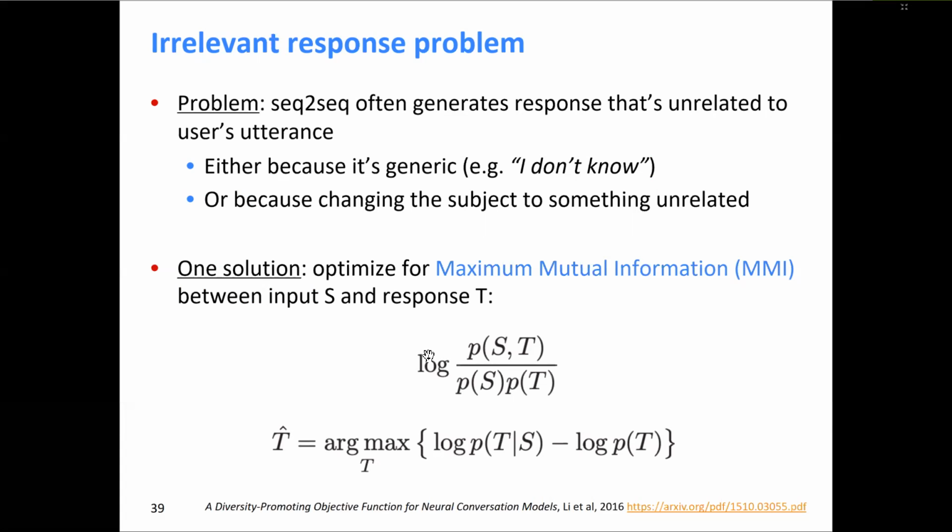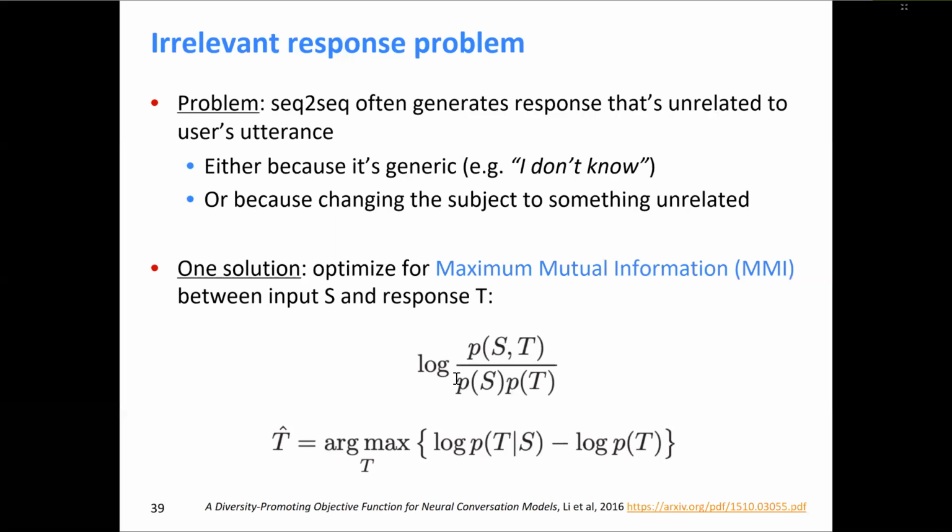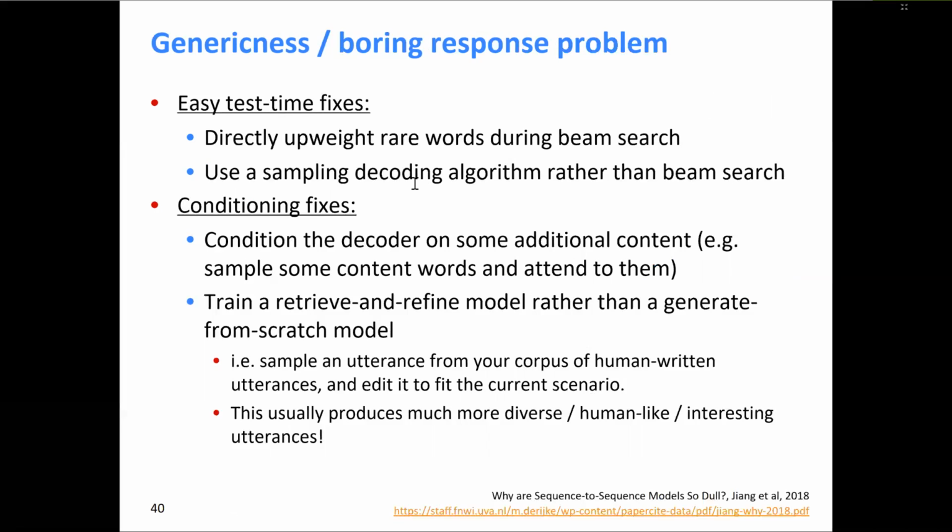This is the mutual information between the input S, the input you give to the bot, and the response. You want to maximize the mutual information between the two to increase the relevance. And of course, this form can be written in this other form if you break it down into a conditional probability. So this is one way to change your objective, or it can be some quick fix. For example, in your beam search, if it generates interesting or rare words, you can upweight them and give them higher importance to surface them up, because if they are rare words, it may mean it's more relevant for the context.